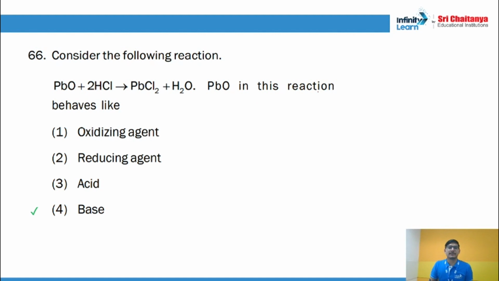Lead oxide in this reaction behaves as, you can check out the oxidation state. It is +2 here and also +2 here. There is no oxidation reduction of lead, so it is just acting as a base because the other species is an acid. Is that clear? Right?